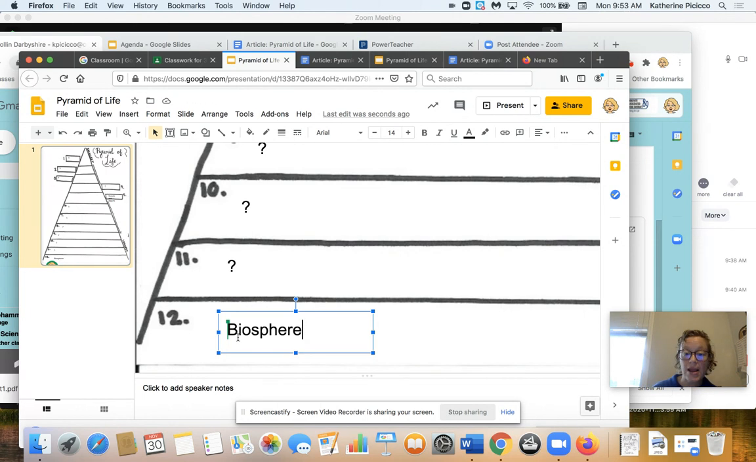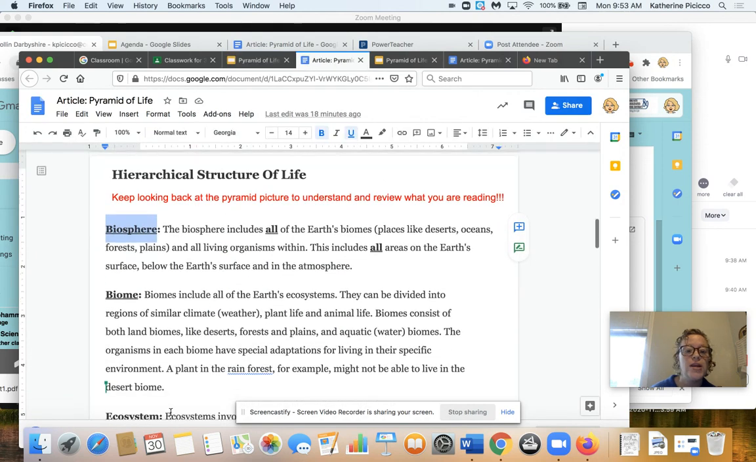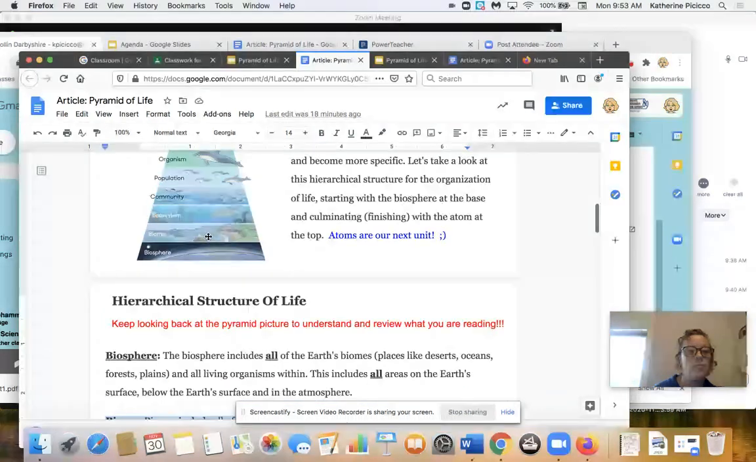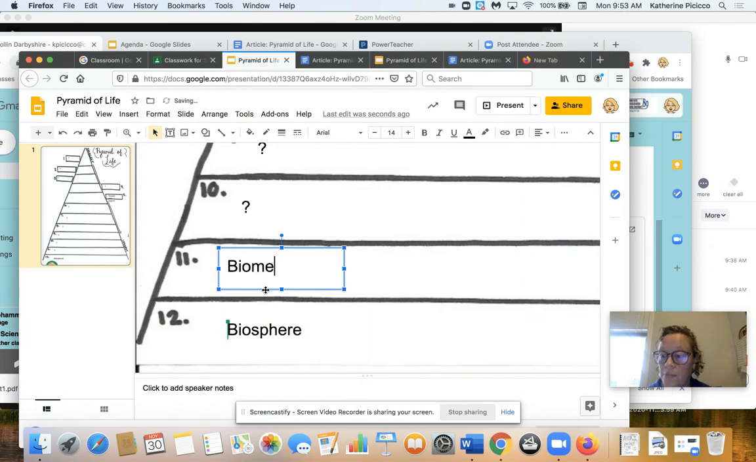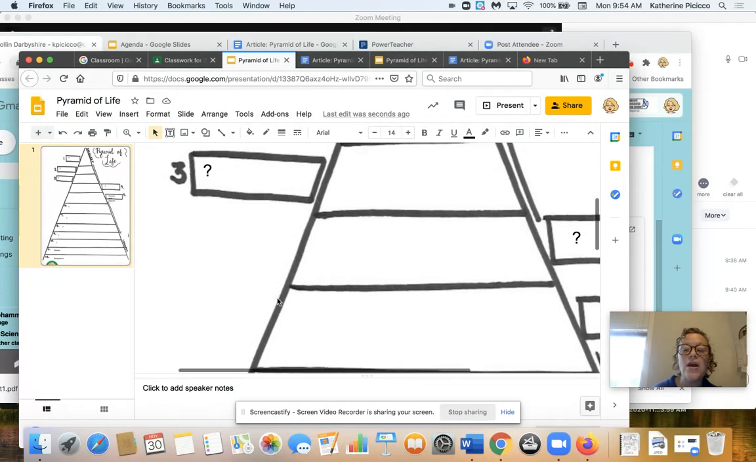After you've typed in biosphere, you're going to then go to the article, read the next section, and fill out part 11. So then you're going to go back to the article and read what a biome is, and then take a look at the chart. Oh, here's what a biome is. Then you're going to go to your Pyramid of Life, click on the arrow, and type in biome for number 11. Okay? So that's what you're doing all the way up the chart.